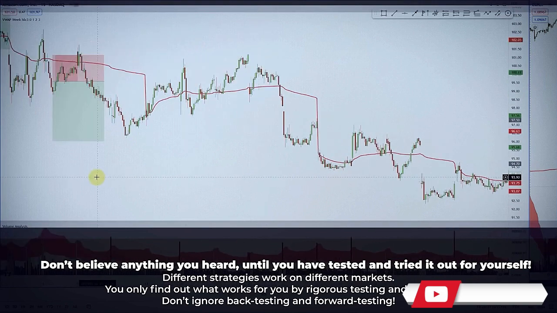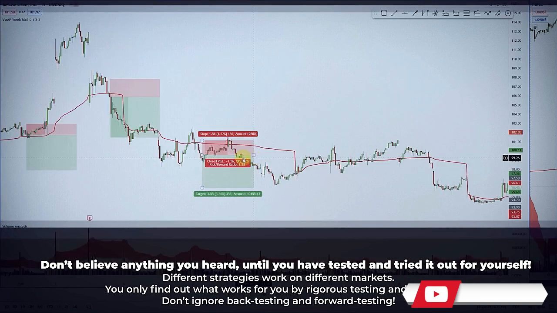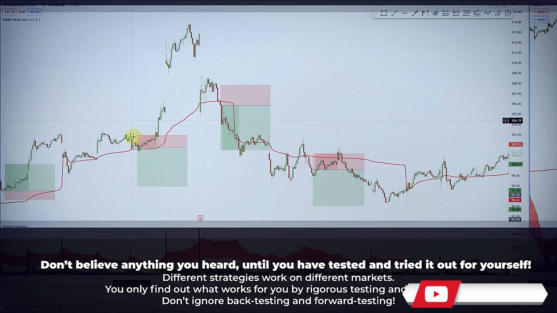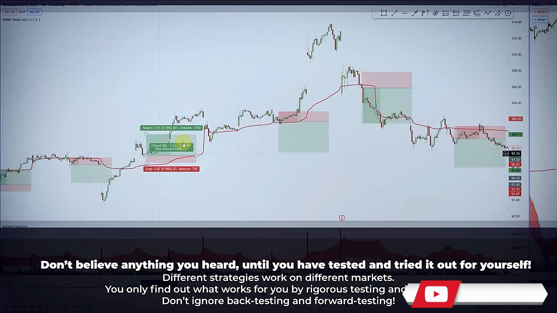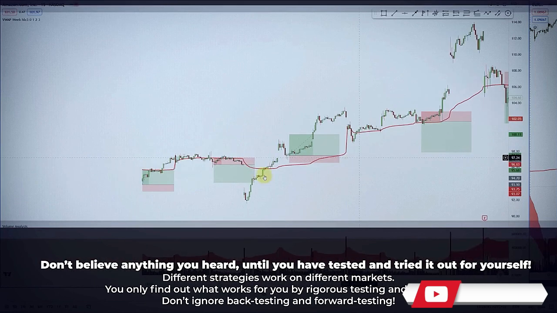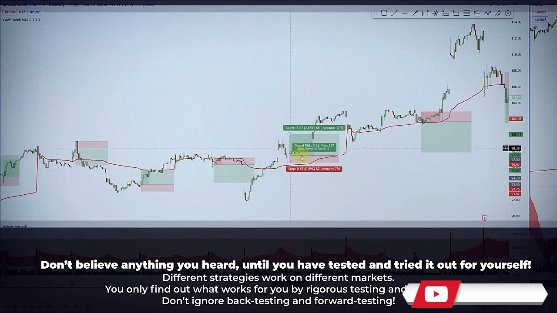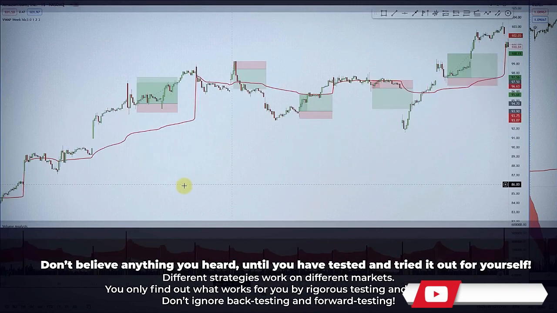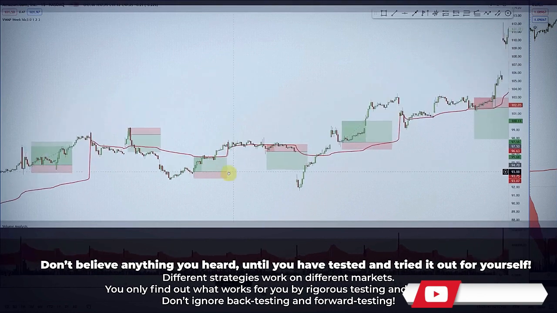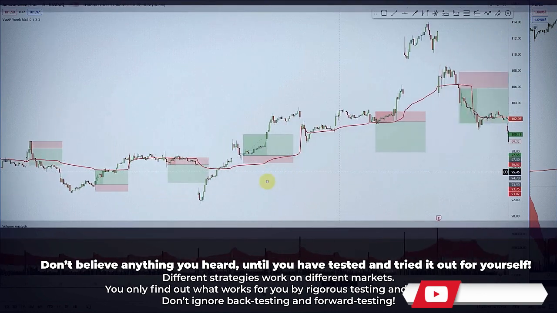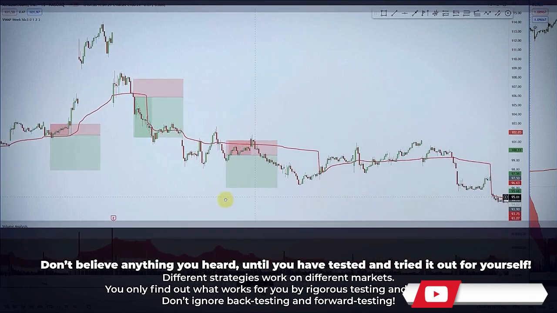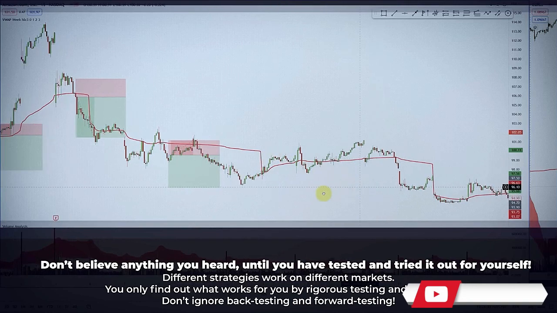Backtesting is the most underutilized weapon in day trading. It allows you to witness how your plan would have theoretically performed had you been trading it for the past months. With this information, you can objectively confirm whether or not your trading plan will make you money in the future. So don't ignore backtesting and forward testing.